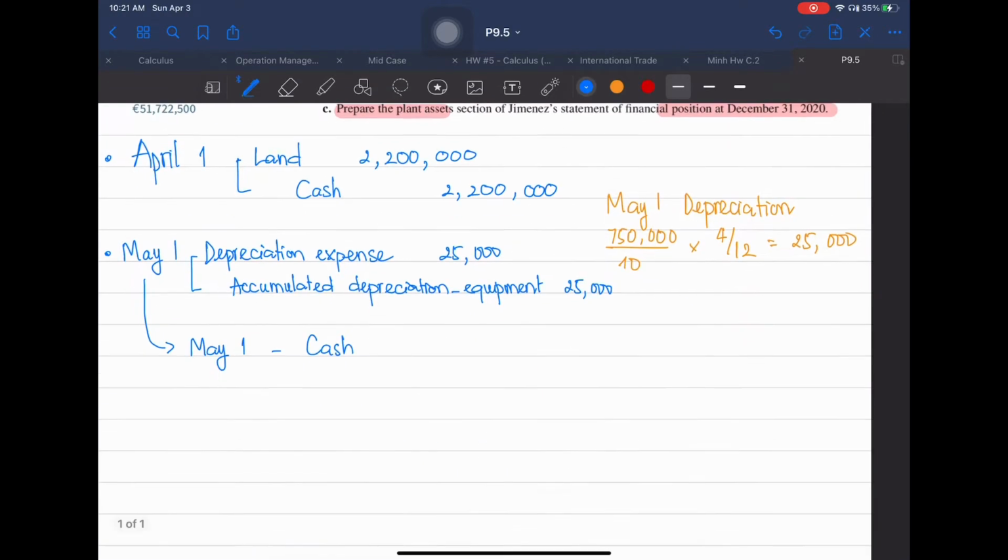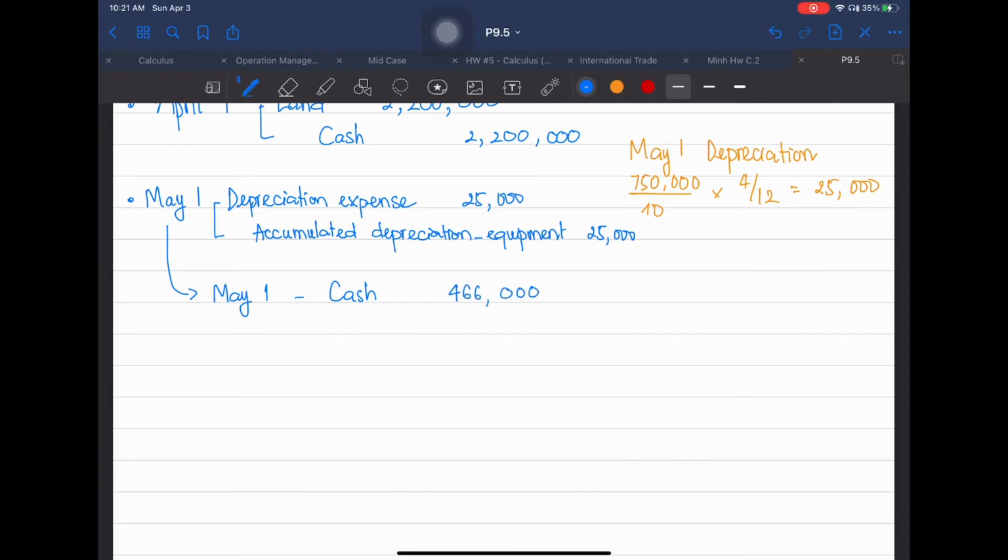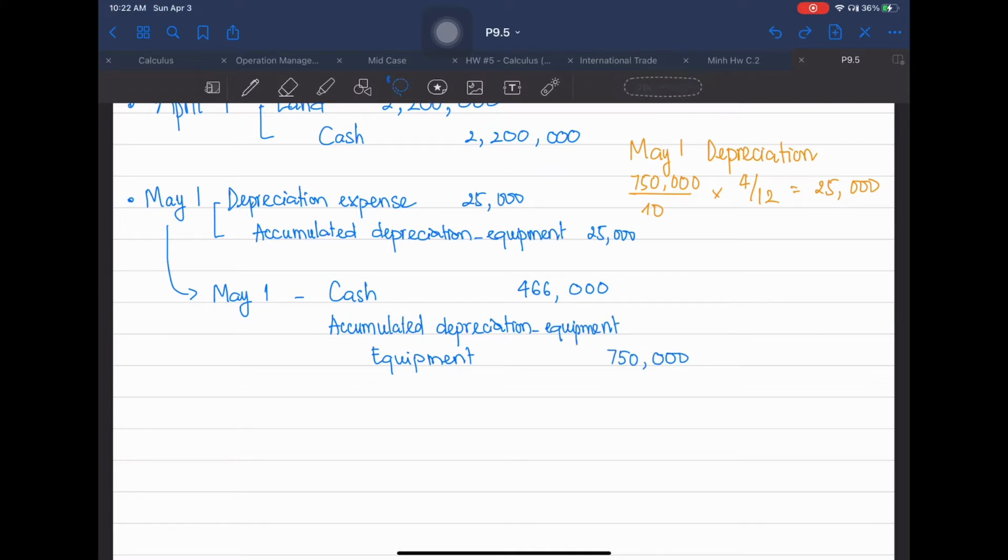So on May 1st, because we are going to dispose of plant assets, that's called equipment too. So you can see that they sold it by cash, 466,000. So I just put cash first on the debit side because we're going to gain it from that. And the second thing is equipment. So the original cost that you know already, put it down too. The third one is accumulated depreciation.